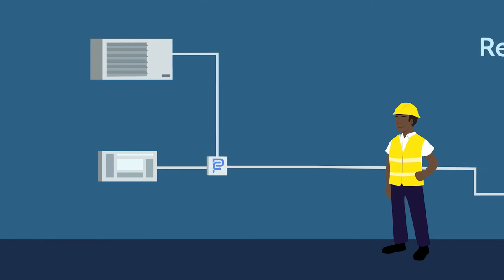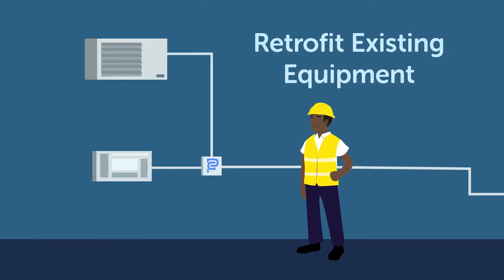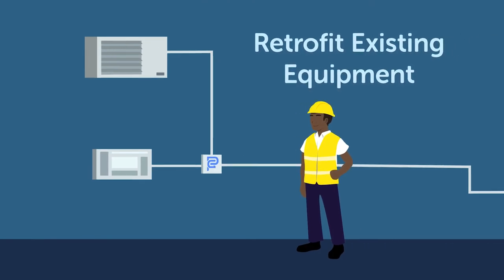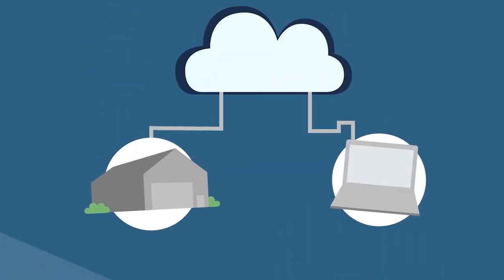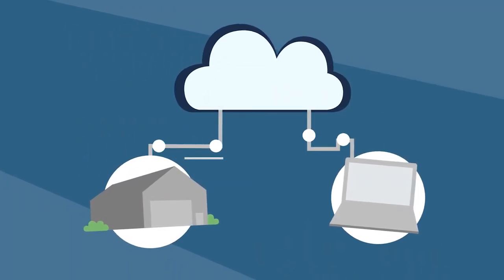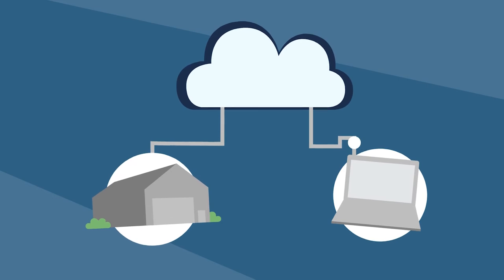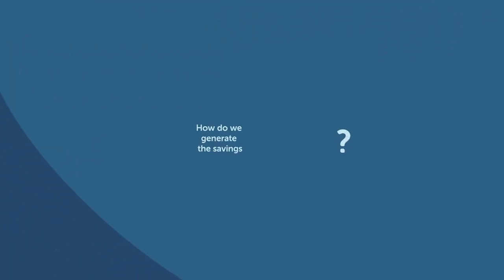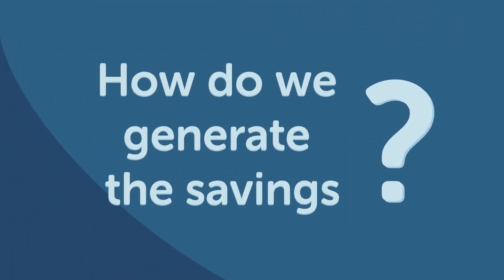We do this by retrofitting our technology and intelligent control system to your existing heating equipment. Our 4G-enabled equipment communicates back to the cloud, allowing you to access your system remotely. How do we generate the savings? Well, let us show you.